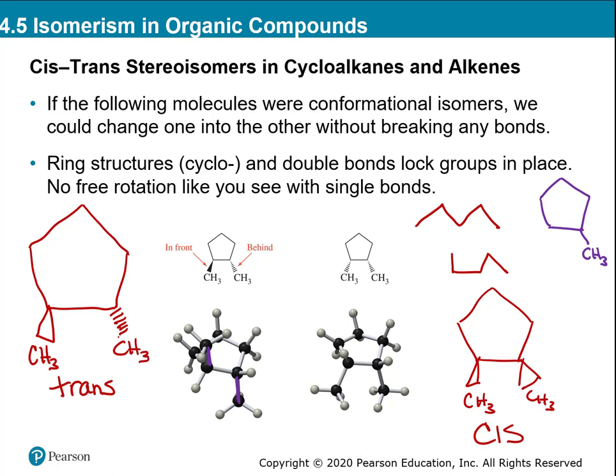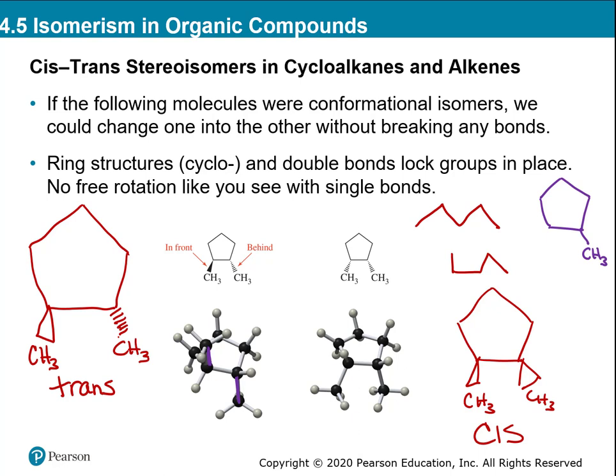So that one they would call trans, and that would still be 1,2-dimethylcyclopentane, 1,2 because the methyls are on carbon 1 and carbon 2. Remember, in naming those cyclos, you always start naming from wherever your non-hydrogen group is, and then you go so that the other non-hydrogen groups have the lowest possible numbers.